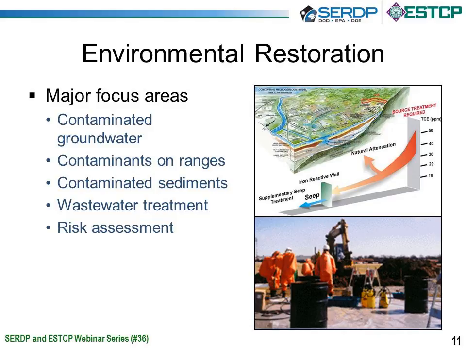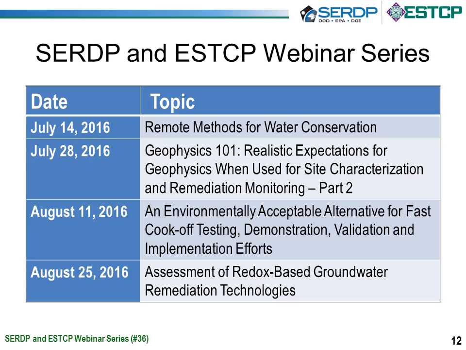Our webinar today is focusing on research and demonstrations that were conducted under the Environmental Restoration Program area. ER has essentially 5 main areas of research: contaminated groundwater, contaminants on DoD testing and training ranges, contaminated sediments, wastewater treatment, and risk assessment. Our webinar series highlights research and demonstration efforts from each of the 5 program areas.